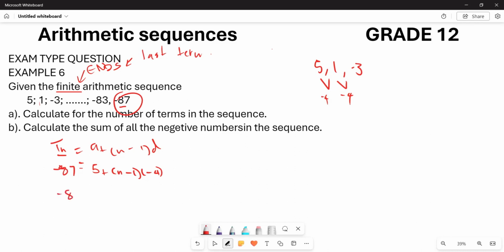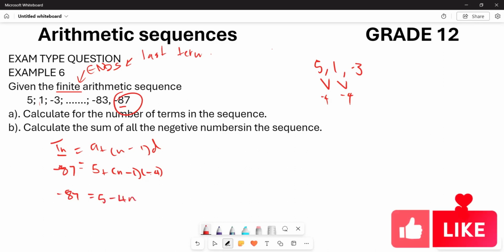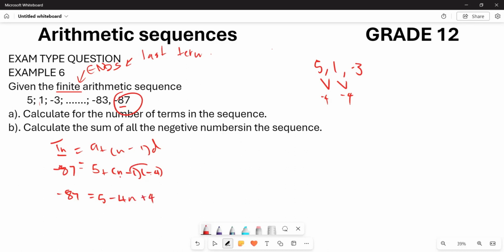When you continue, you say -87 equals 5 minus 4n. Remember, when you multiply this, then also plus 4. Now on this particular side, the 5 and 4 are going to give us 9, isn't it so?